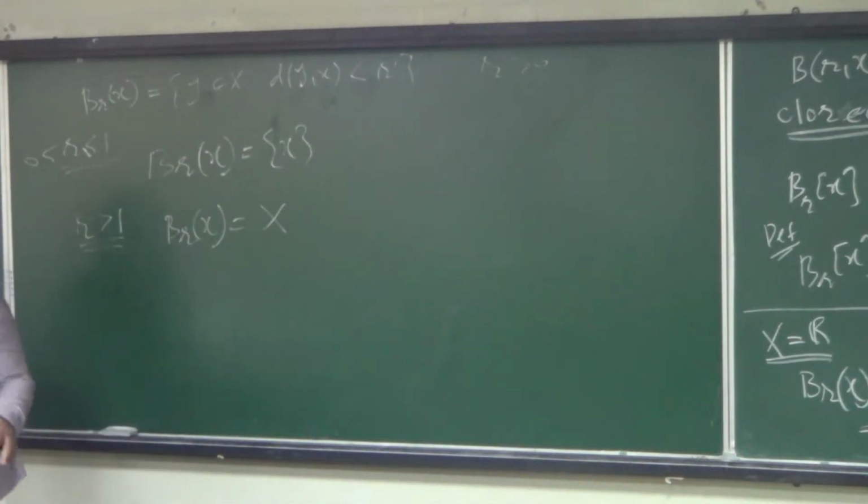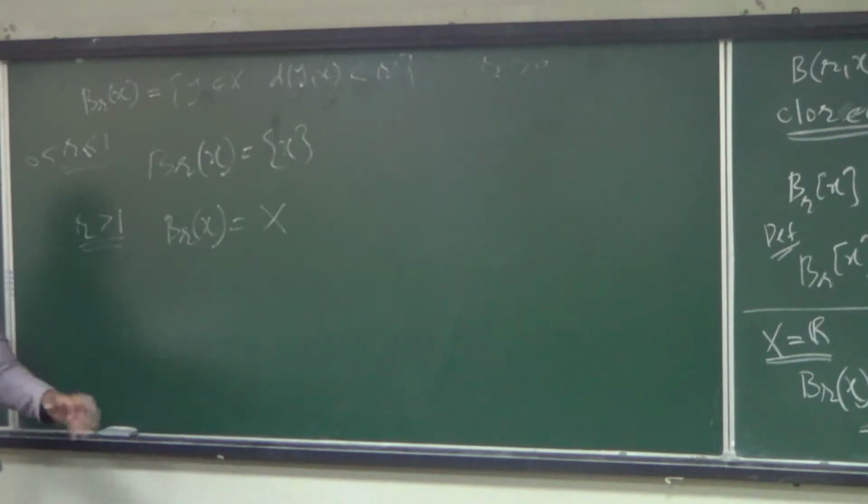For the open ball with 0, it would be d(x, y) less than 0, and there is no point less than 0, so not even the point itself would be there. So there is going to be lots of trouble with R equal to 0. But it's fine to ask such questions.